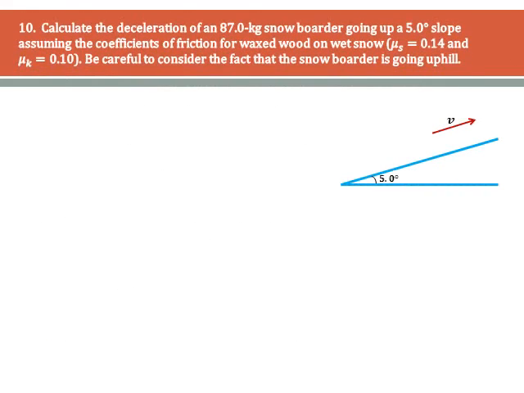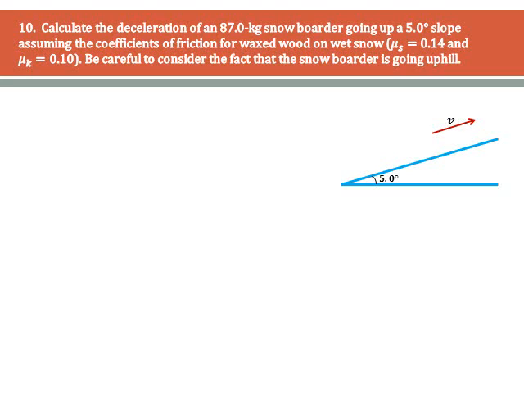Alright, moving on to chapter 5. It says calculate the deceleration of an 87.0 kilogram snowboarder going up a 5.0 degree slope, assuming the coefficients of friction for waxed wood on wet snow, which is coefficient of static friction 0.14 and coefficient of kinetic friction 0.10. Be very careful to consider the fact that the snowboarder is going uphill.